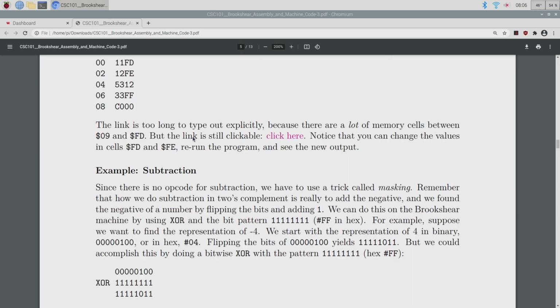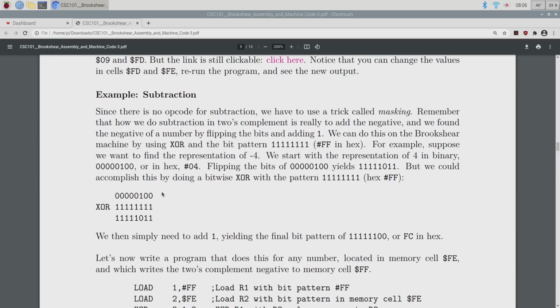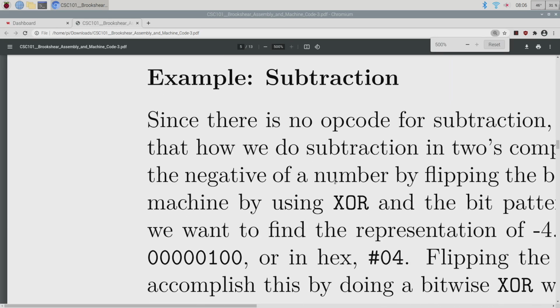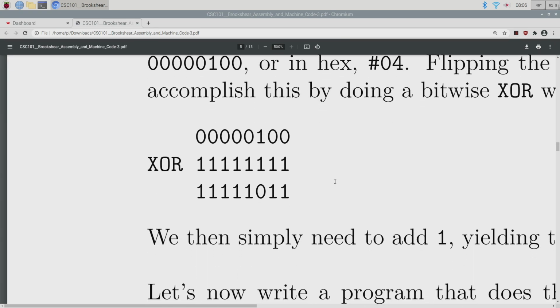So let's go down and let's look at this example. I'll blow this up nice and big. All right, so at the top row is the number 4. Do we all agree that that's 4? Yeah? Okay.